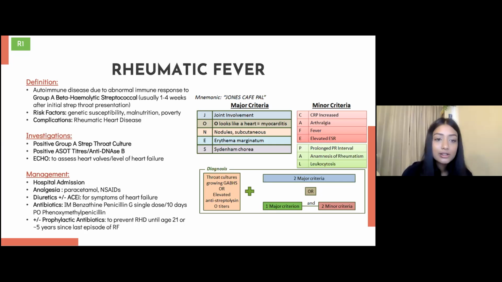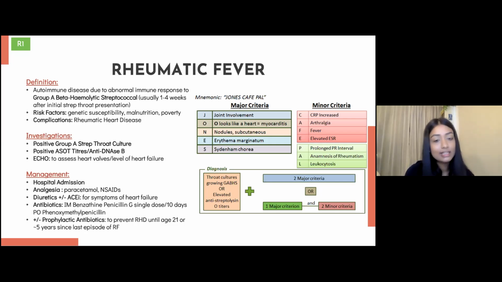So you can just go through it there. The Jones criteria includes arthralgias, myocarditis, subcutaneous nodules, erythema marginatum, which is that classic migratory rash, as well as Sydenham chorea, that dancing, typical chorea, which is very pathognomonic for rheumatic fever.